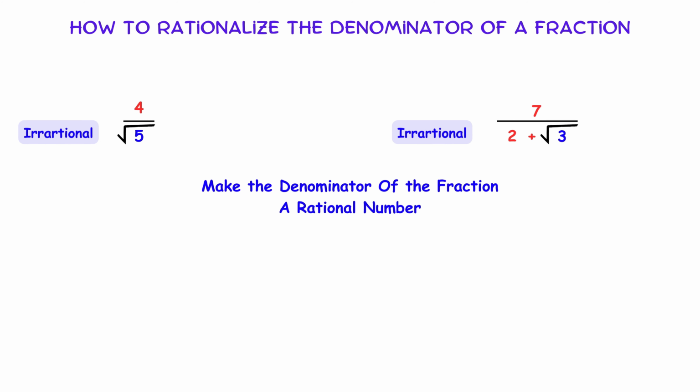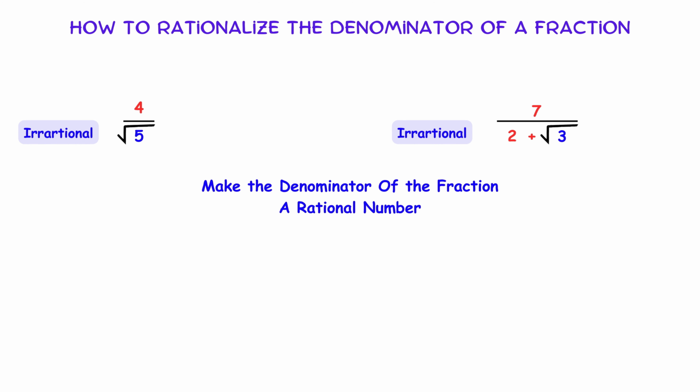In this video, we're going to cover how to rationalize the denominator of a fraction like that of 4 over root 5 or 7 over 2 plus root 3. Now, rationalizing the denominator is kind of a weird phrase, but basically all it means is that you have to make the denominator of the fraction a rational number. And the key thing to remember is that surds aren't rational, instead they're considered irrational numbers.